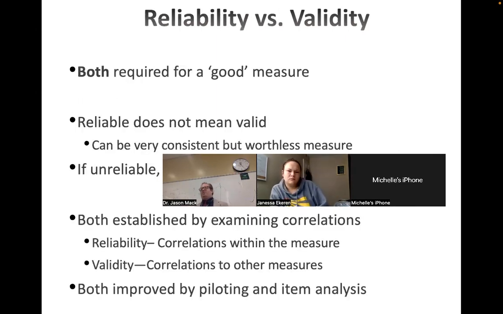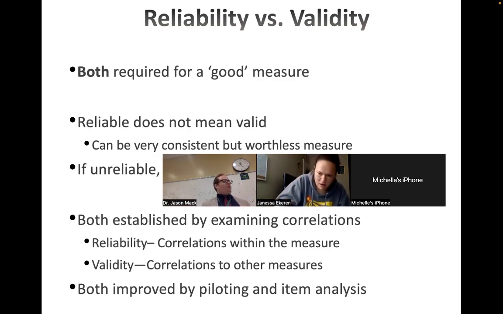Cage fight, reliability versus validity, both required for a good measure. Reliable does not mean valid. You can be very consistent and get the same results, and you can have a completely worthless measure. If it's unreliable, you cannot determine the validity because you're getting different results every test. Both established by examining correlations: reliability, correlations with the same measure; validity, correlations to other measures, things that are measured similarly.